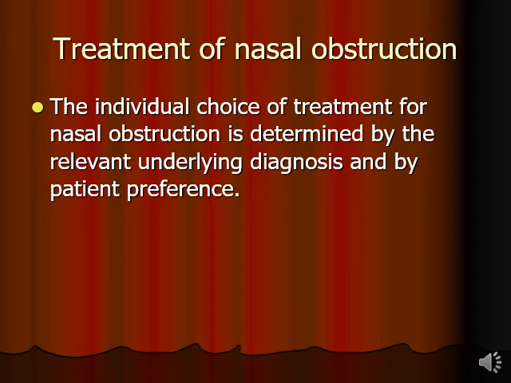Treatment of nasal obstruction depends on the diagnosis and the preference of the patient. Accordingly, with each diagnosis, we are going to plan our treatment. For example, in case of choanal atresia, as we said, immediately after birth, the immediate treatment is to insert an airway into the oral cavity to separate the base of the tongue from the posterior pharyngeal wall to prevent suffocation and death in the newborn.